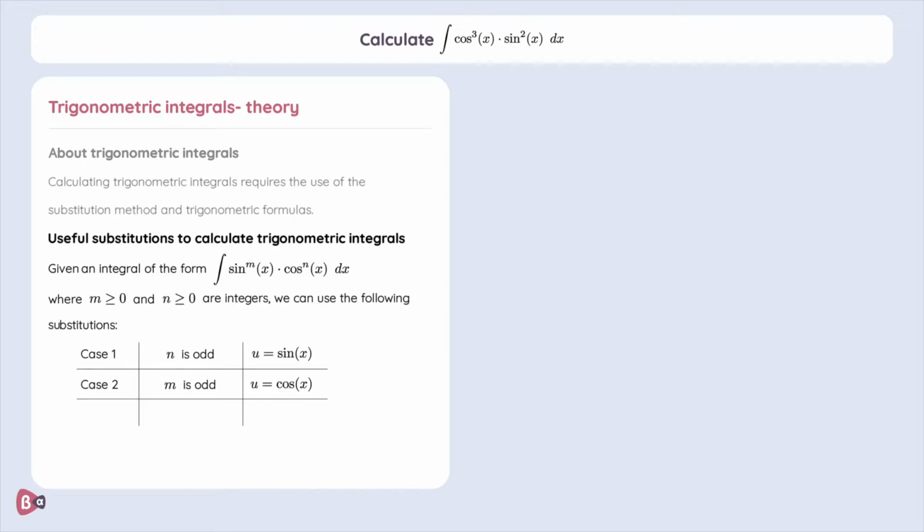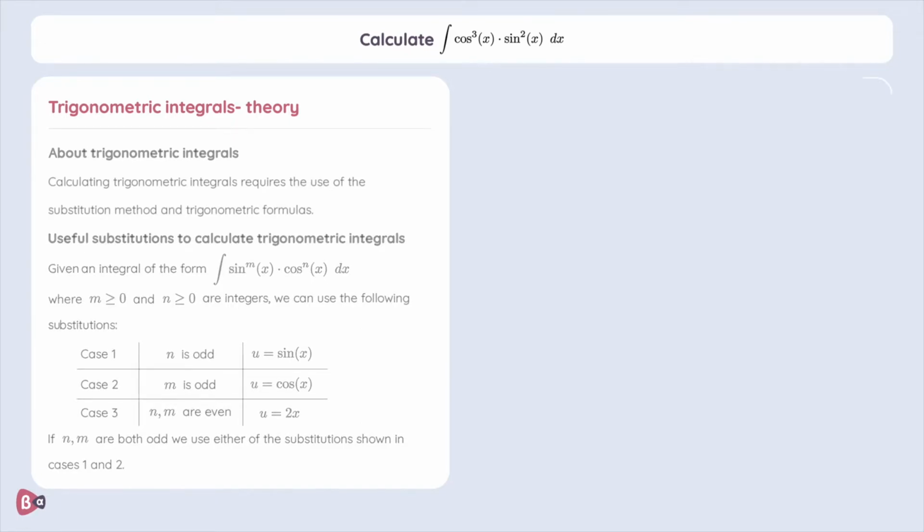And in the third case, when n and m are both even, we can use the substitution u is 2 times x. Now, in the case when n and m are both odd, we can choose between either u is sine of x or u is cosine of x, because both substitutions will result in a solution.